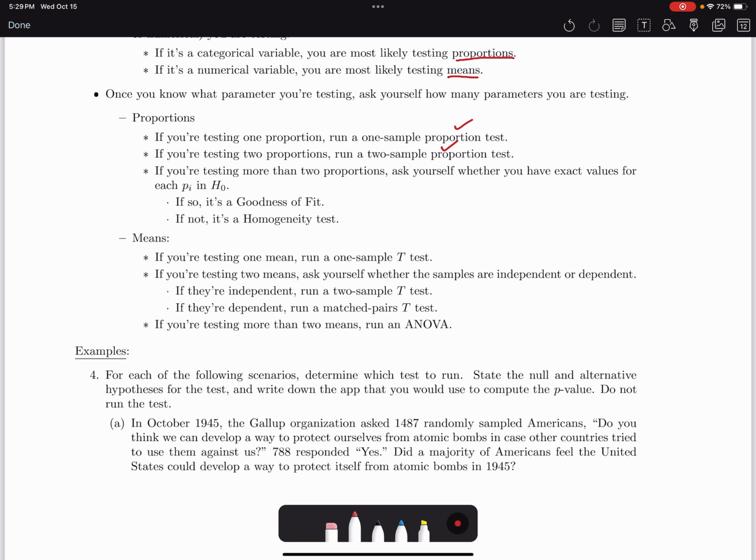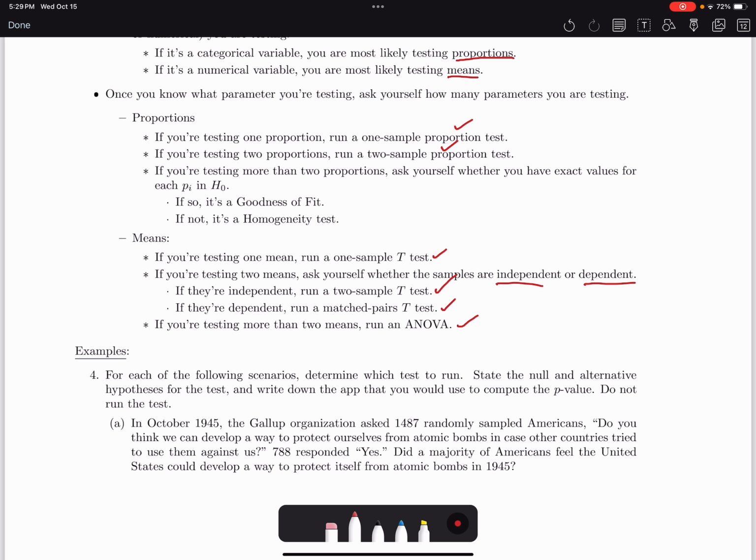Similarly for the means, okay? If you know that you're going to be testing means, well, then you should ask yourself, how many means am I testing? And if it's just 1, then you'll run a 1-sample T. If it's 2 means, then you'll have to ask yourself, okay, are the samples independent or dependent? If they're independent, you run a 2-sample T. If they're dependent, then you run a matched pairs T. And then finally, if you're testing more than 2 means, you run an ANOVA.